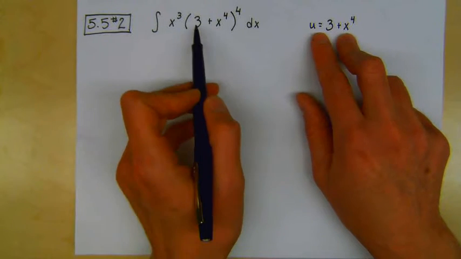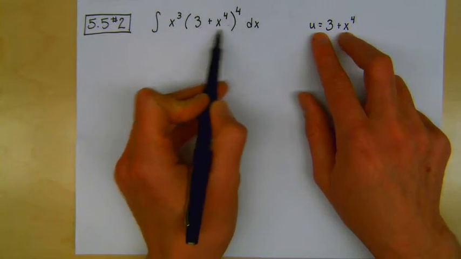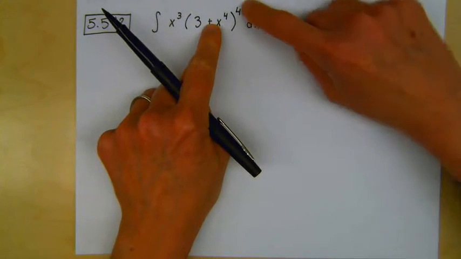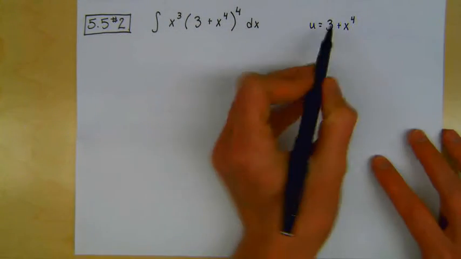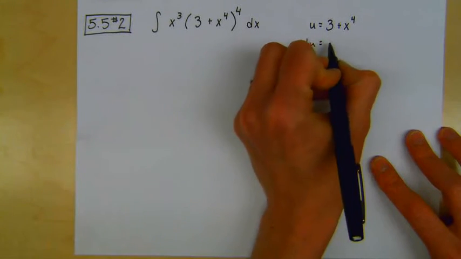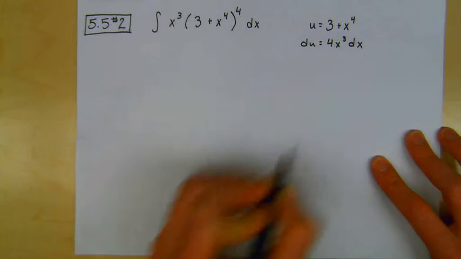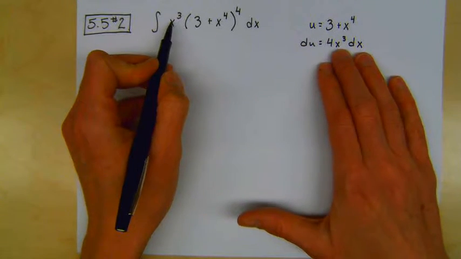The reason we can see that the inside function in this case is what we want to use our u for, because this chunk is raised to the 4th power, and if we let this be u, then our du is the derivative of this, which is 4x cubed dx. And we have an x cubed, which is great.